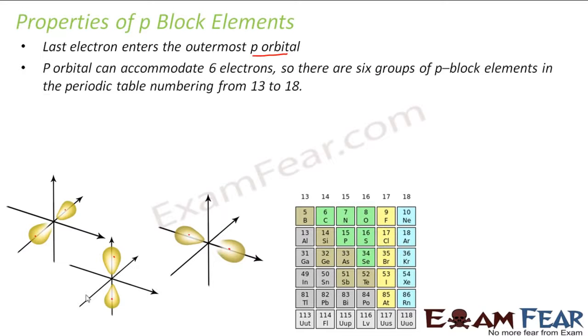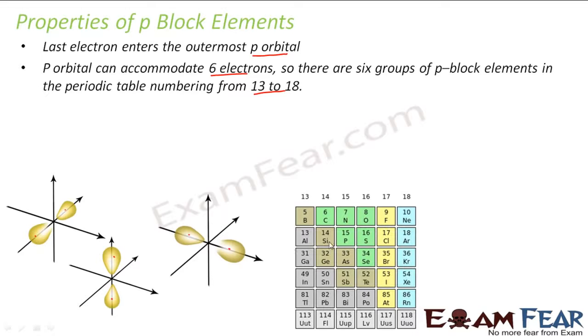So the p orbitals can accommodate 6 electrons, and thus we have 6 groups, group 13 to group 18. This first electron, second, third, fourth, fifth, sixth. So there are 6 electrons which a p orbital can accommodate, so we have 6 groups for p block elements. It's a very good question actually, why we have 6 groups for p block elements.